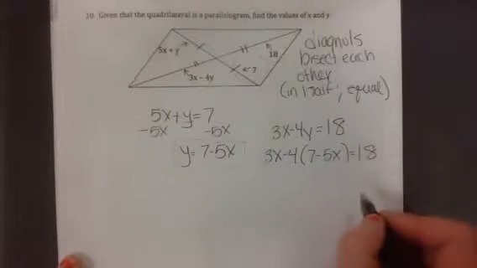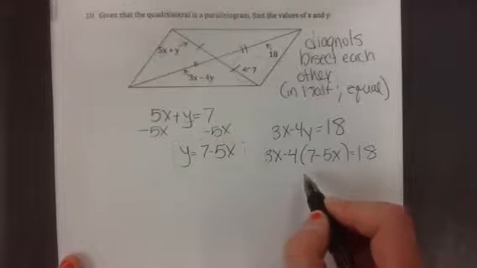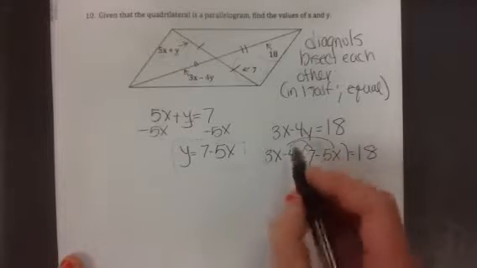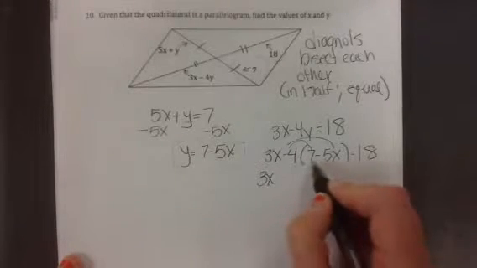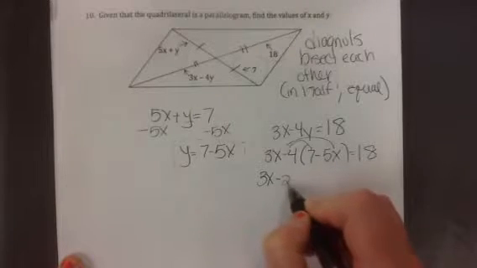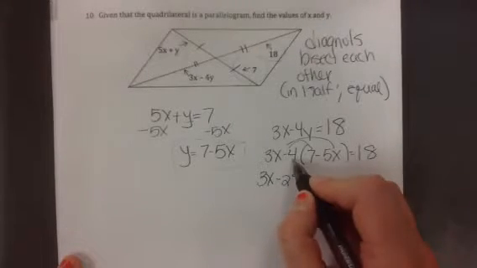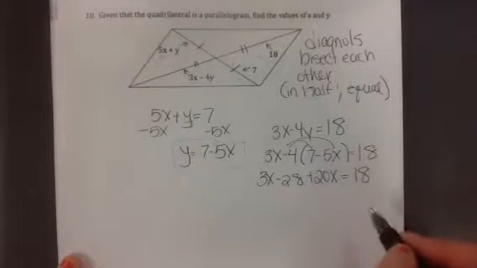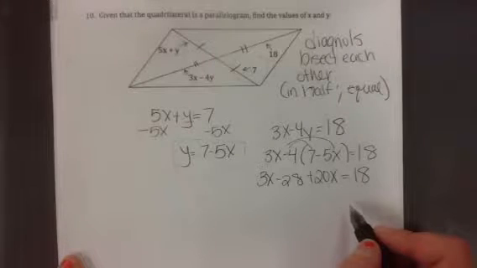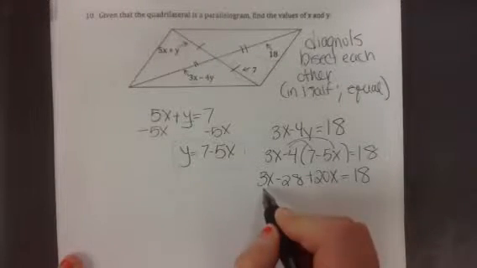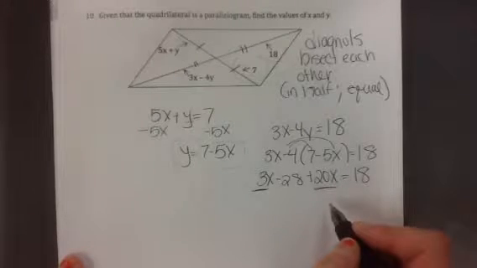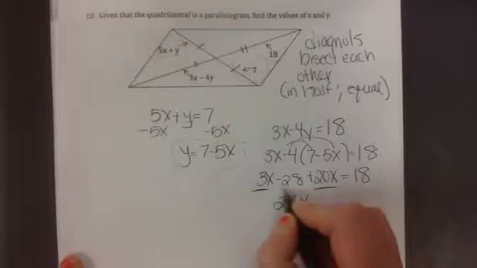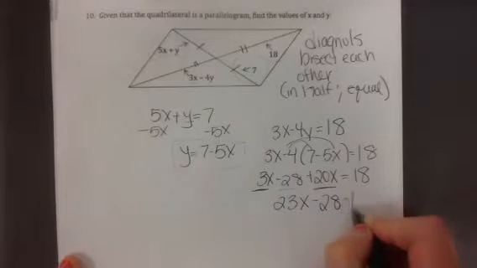So we have 3x minus 4 times y, which we now solve for, is 7 minus 5x is equal to 18. Alright, so when we do this, I highly suggest you distribute. That's the next step. So we have 3x minus 4 times a positive 7, that is a negative 28. And then we have a negative 4 times a negative 5x, that's a positive 20x. And this is still equal to 18. Now it's just a matter of combining like terms and solving for x. So we have 3x and 20x. Those are like terms, so 20 plus 3 gives us 23x. We have a negative 28, and this is equal to 18.